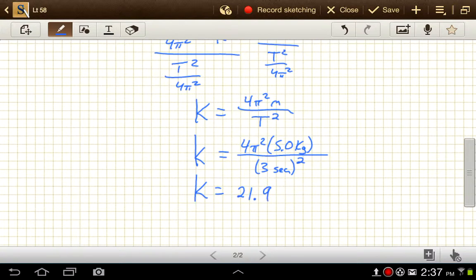Then the units would be kilograms per second squared, or that's the same thing as 21.9 newtons per meter. Remember, a newton is a kilogram meter per second squared, so if we get rid of one factor of meter, we divide newtons by meters. We're left just with kilogram per second squared. But newtons per meter is the unit we typically use for spring constant.